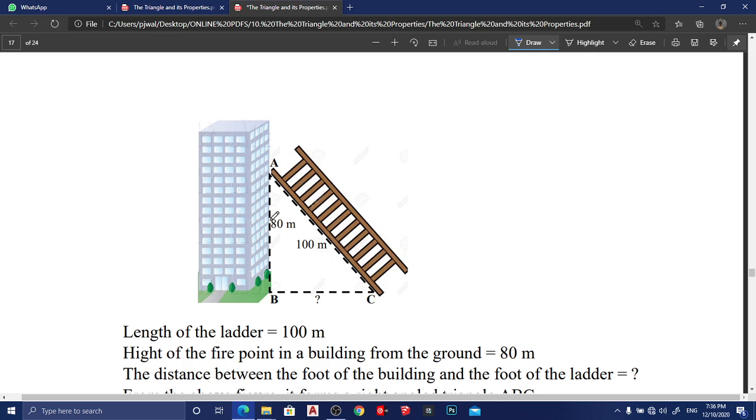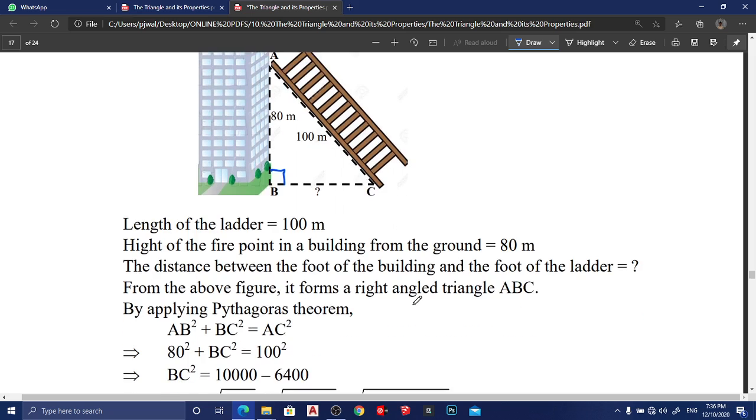So now if you observe, this is exactly in the shape of a right angle triangle. This is 90 degrees. Now you know the hypotenuse, which is 100 meters, and you know the perpendicular distance, which is 80 meters. You have to find the base length. Okay, it's very simple. Now you may have understood. So how to find it? Apply Pythagoras. Take the points as A, B and C. Now AB square plus BC square is equal to AC square.